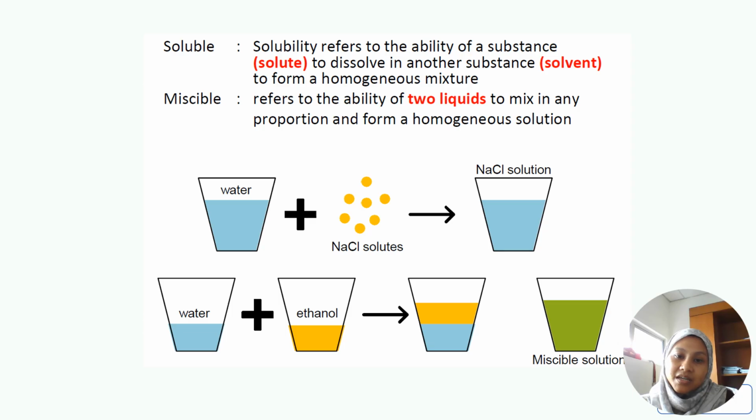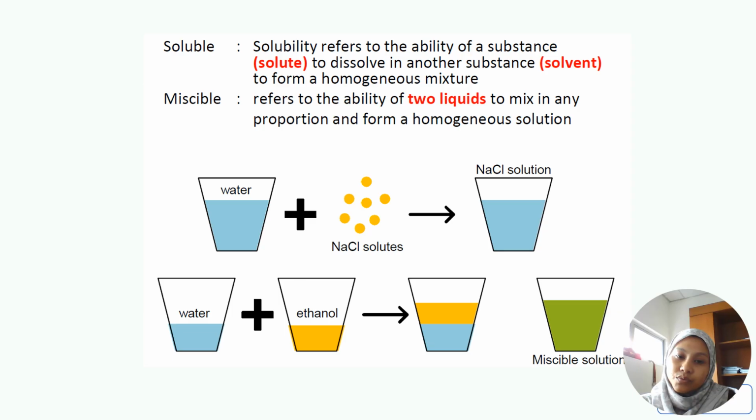Miscible simply means the ability of the liquid, or the ability of the solvent and the solute, to mix together to form bonds. So usually they can form bonds and produce a homogeneous solution. This is an example of NaCl. NaCl is salt. Added into water, it's going to be a salt solution, and we couldn't see the salt at all. So it is a very homogeneous solution.